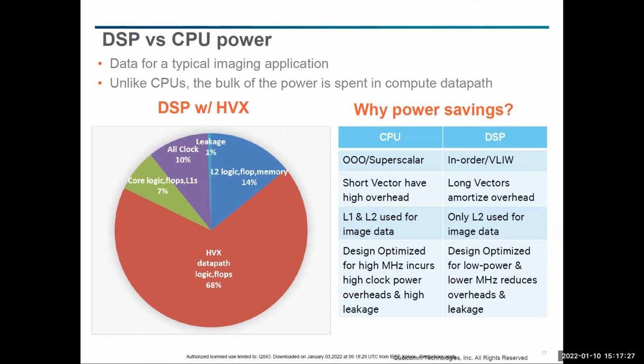So GPUs are good at rendering kind of work, but for imaging applications, you need to process large chunks of data, and HVX is more preferred over GPUs, mainly because of the power reason. The power requirement is much higher for the GPU versus the DSP. Okay. All right. Thank you.